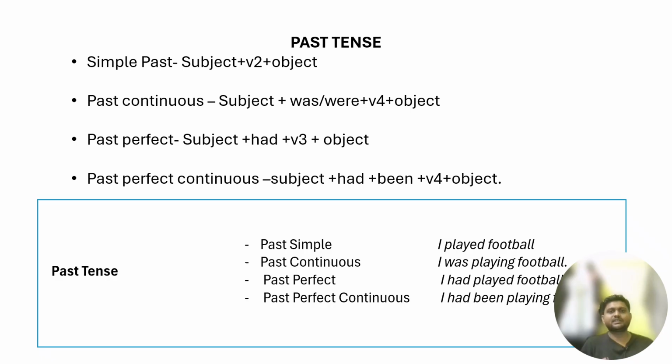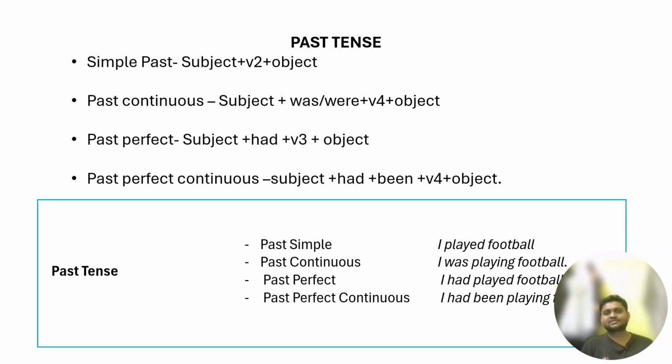After present tense, we have past tense. Past tense tells us about past action, as I have said earlier. So, first is simple past. The structure of simple past is subject plus verb's second form plus object. And its example would be I played football.